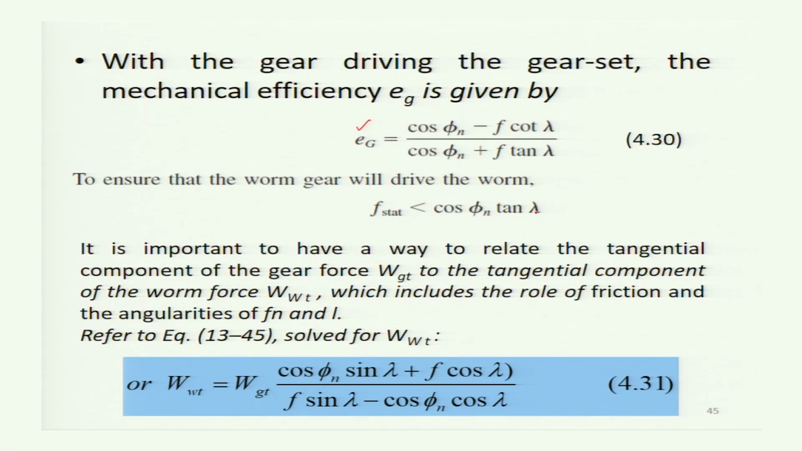It is important to have a way to relate the tangential component of gear force WGT to the tangential component of the worm WWT, which includes the role of friction and the angularities of the frictional force and the lead. Now refer to equation 13.45 solved for WWT. WWT is given by this one.